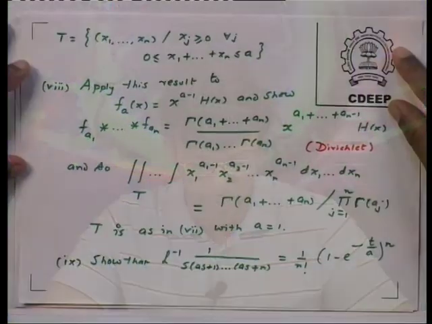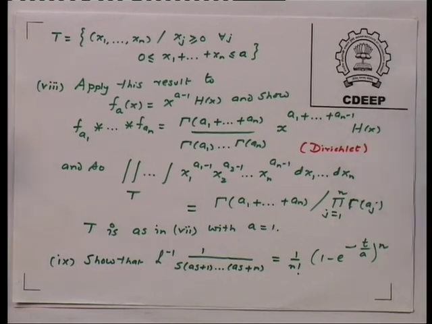And here is a very important example on convolutions. I am putting this up. So we saw that the convolution of x to the power a minus 1 h(x) and x to the power b minus 1 h(x) was beta of a, b into x to the power a plus b minus 1 h(x).